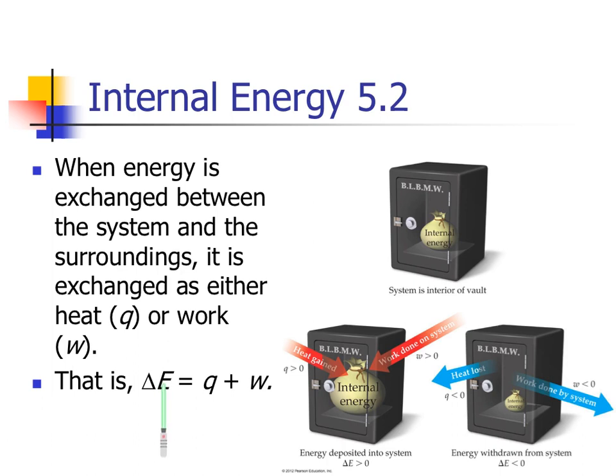Now we can start making an equation. Not only can we use the change in energy, but we can also use the Q, which is the heat, and then W for work. And so we can say if heat is being gained by the system, that would be positive, and if work is being done on the system, that can also be positive.